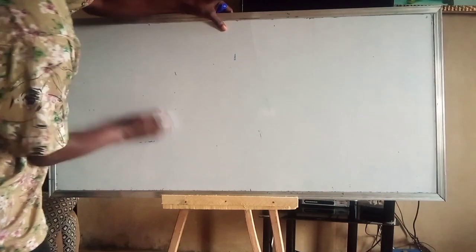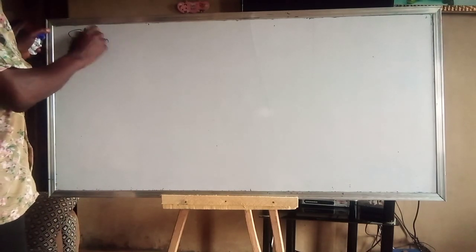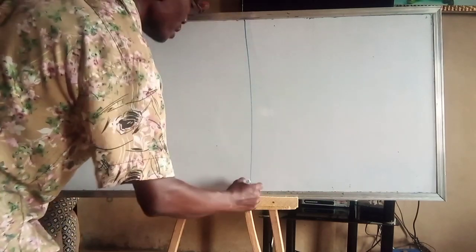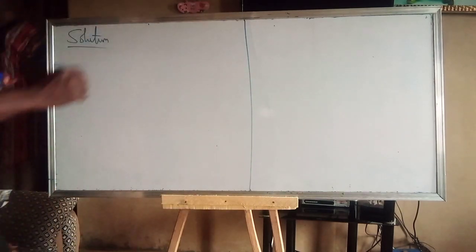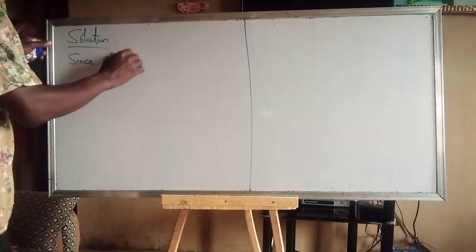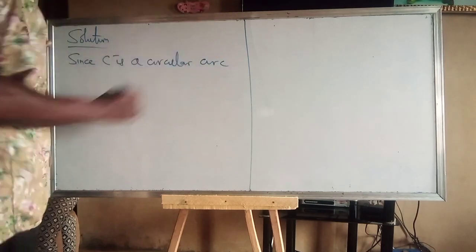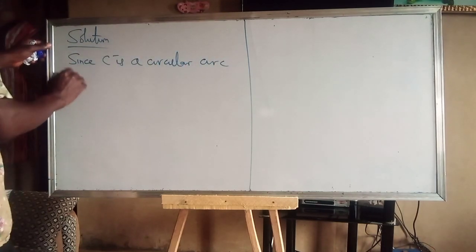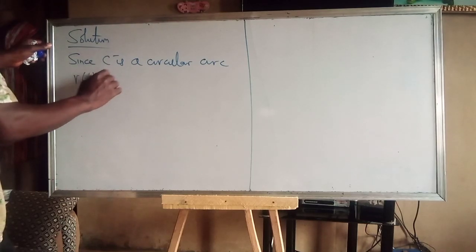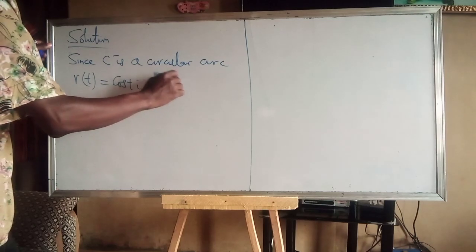Let's not forget the representation of r of t. How do we represent r of t? Okay, now, solution. Since C is a circular arc, or path, our representation of r with respect to t will be cos t i plus sin t j.